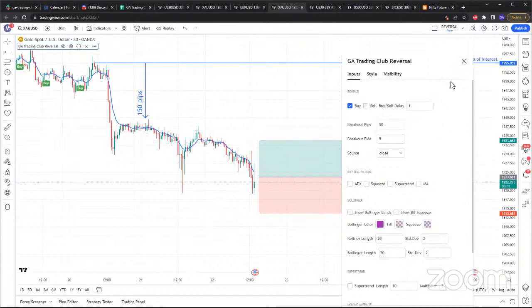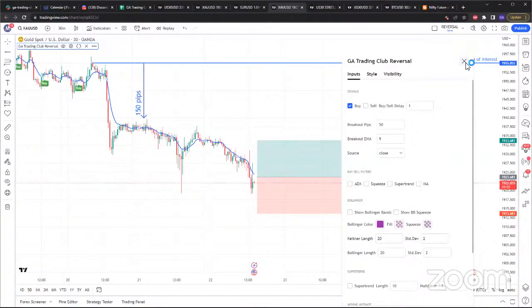Okay, so in the reversal, I put in the breakout pips 150. Now I put 50 first, and the breakout EMA has 9. Then when you put 50 pips as the breakout pips and you put 9 EMA, you get a lot more signals. But the problem is some of them are fake outs. Like when you said the head and shoulders pattern, when the right shoulder formed, there were two buy signals that came.